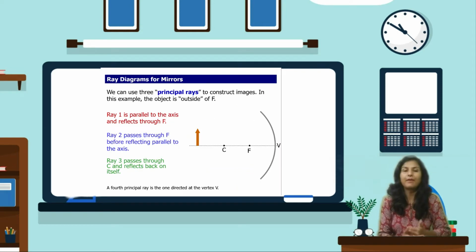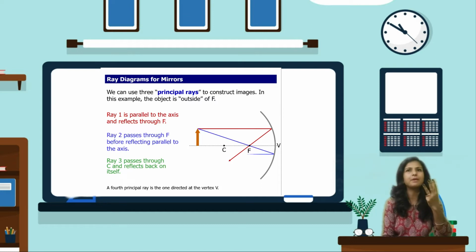Now how do we create ray diagrams for mirrors? We can use three principal rays to construct images. In this example, the object is outside of the focus, that is F.